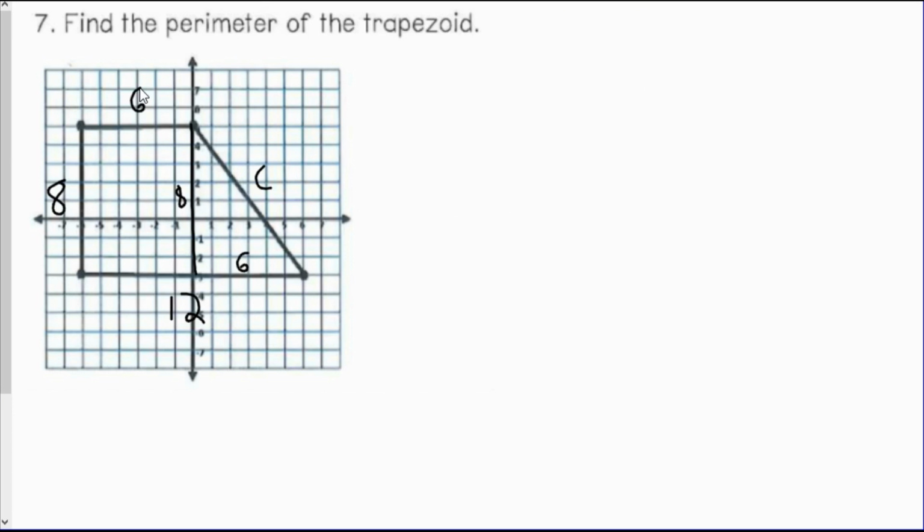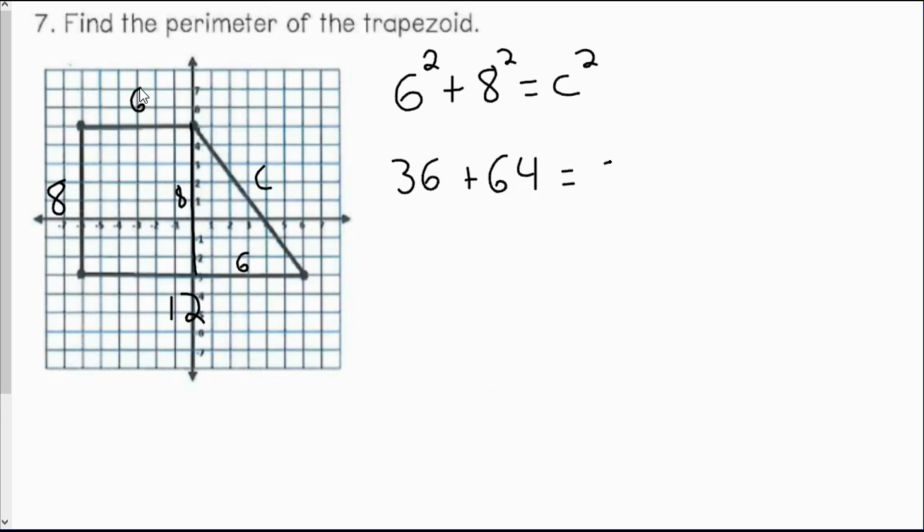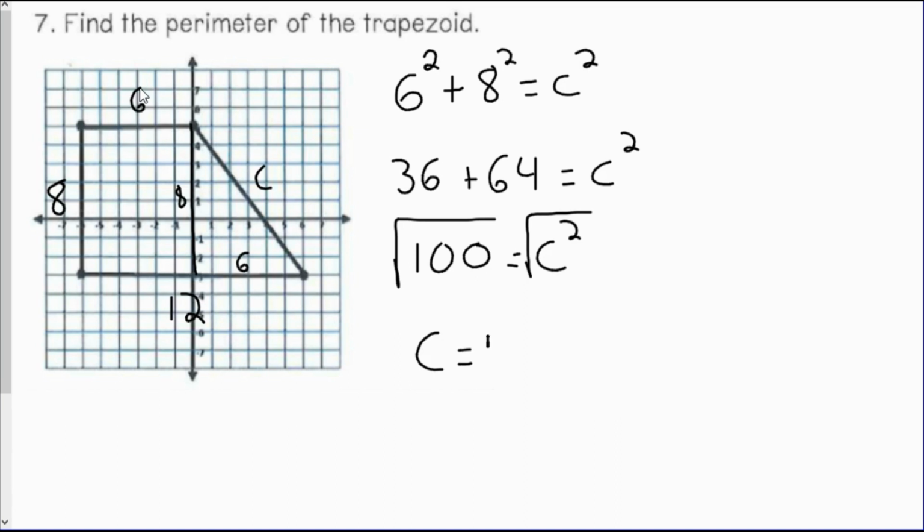Now I can use the Pythagorean theorem to find c. So 6 squared plus 8 squared would equal c squared. 6 squared is 36. 8 squared is 64. That's equal to c squared. 36 plus 64 is 100. That's equal to c squared. Again, getting rid of my square, I take the inverse, the square root. So the square root of 100 is 10. So c is 10.